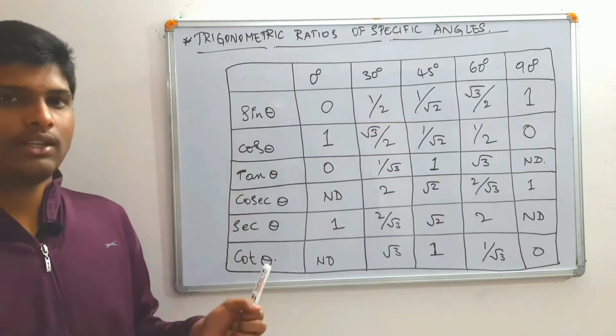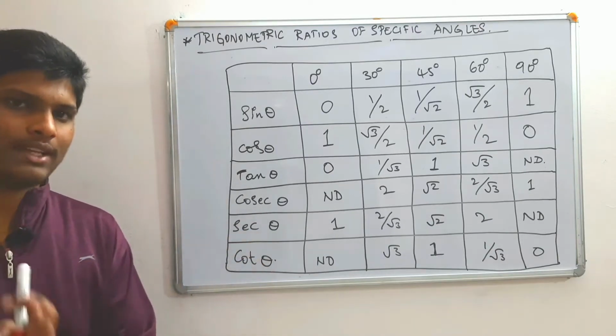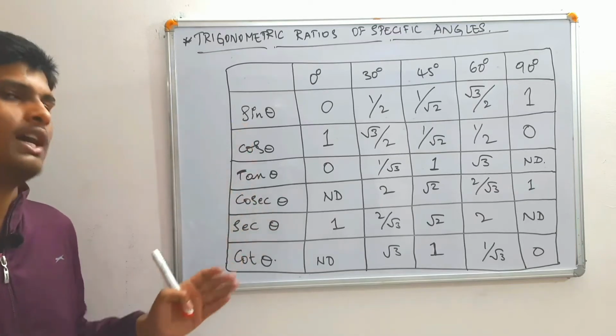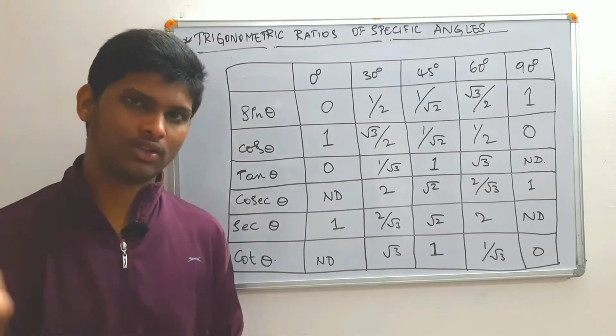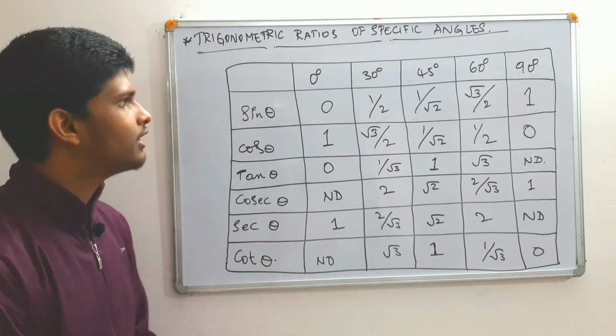Means at these angles the ratio is the same. Not only at these angles, at all angles the ratio is the same. I said all these, what are sine, cos, tan, in the previous class, trigonometry 002. You can watch that video if you don't know these things. If you know, it's okay, you can directly watch this video.